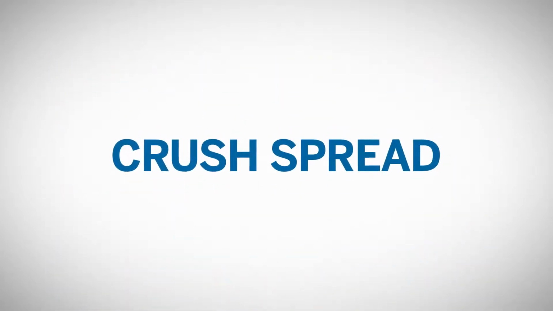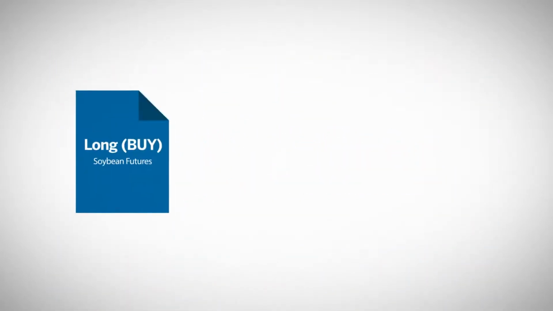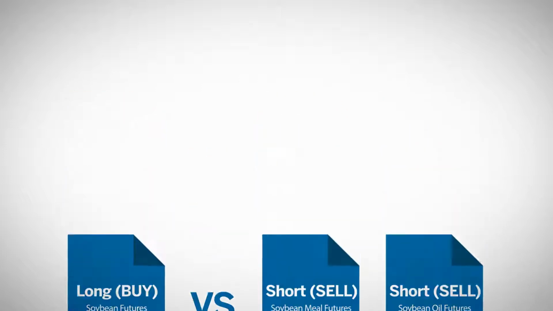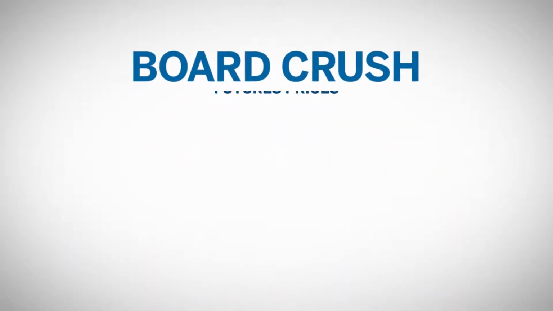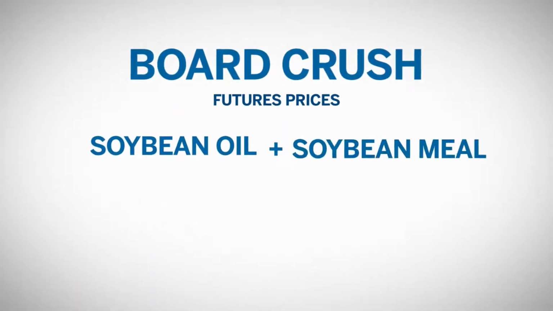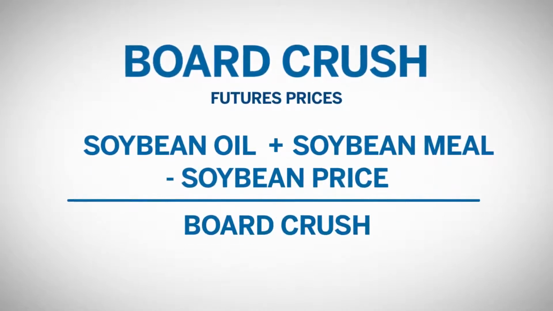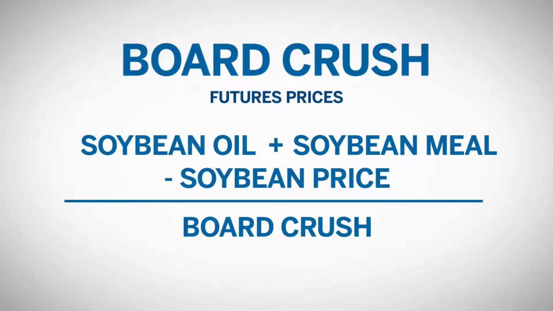In a crush spread, the trader takes a long position in soybean futures against the short positions in soybean meal futures and soybean oil futures. This is also known as the board crush. The value of a crush equals the soybean oil futures price plus the soybean meal futures price minus the price of soybean futures. So how is this crush actually calculated?